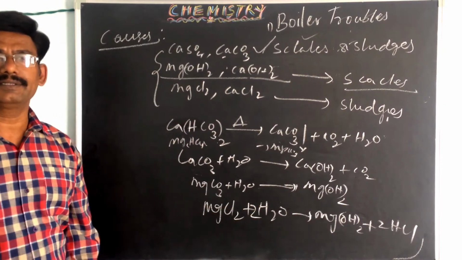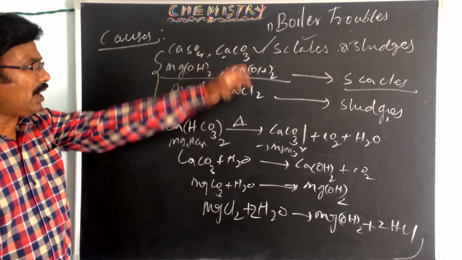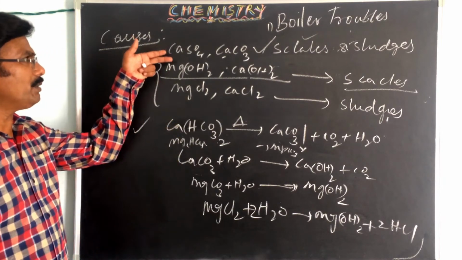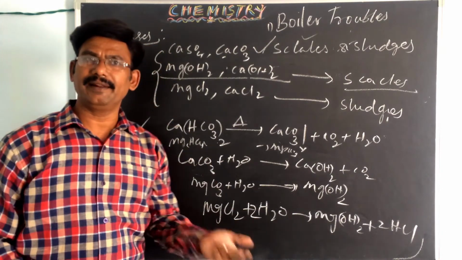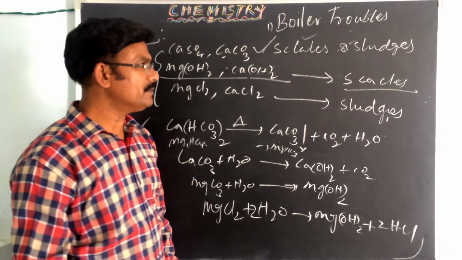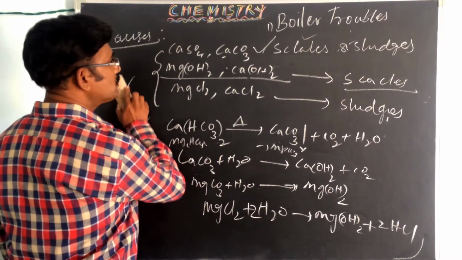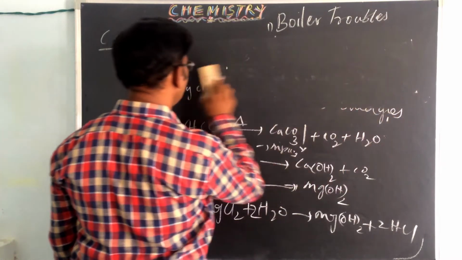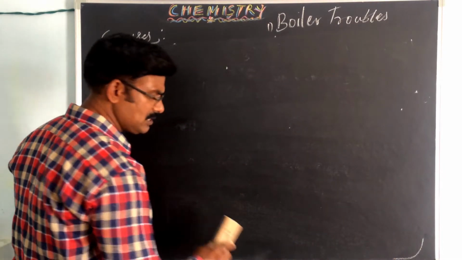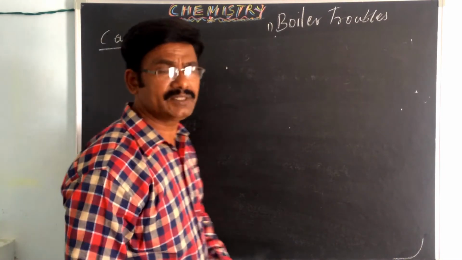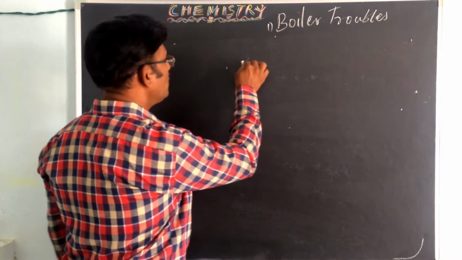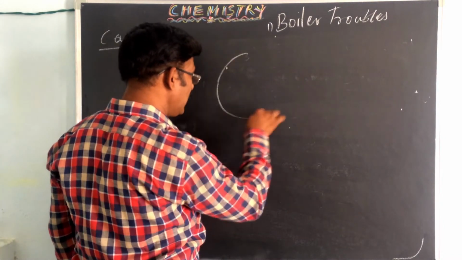So these are the reactions. Okay. So, formation of scales and sludges, and causes. In the causes, you should remember the salts and two or three reactions. Sometimes they may ask: what is the difference between scales and sludges? Write the definitions, the causes, and one simple diagram.